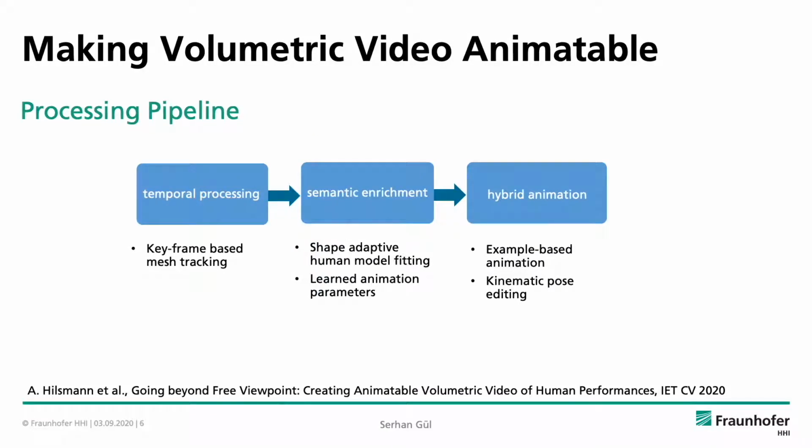Animation of volumetric video mainly consists of three processing steps. The first step is temporal processing that aims at creating a temporally consistent mesh topology by keyframe-based tracking. The second step is semantic enrichment, where we enrich the captured high-quality data with semantics and animation properties by fitting a shape-adaptive human model. And the last step is a hybrid animation step that exploits the captured content as much as possible to create new animations in a realistic and natural way. So now we'll look at each individual step in more detail.